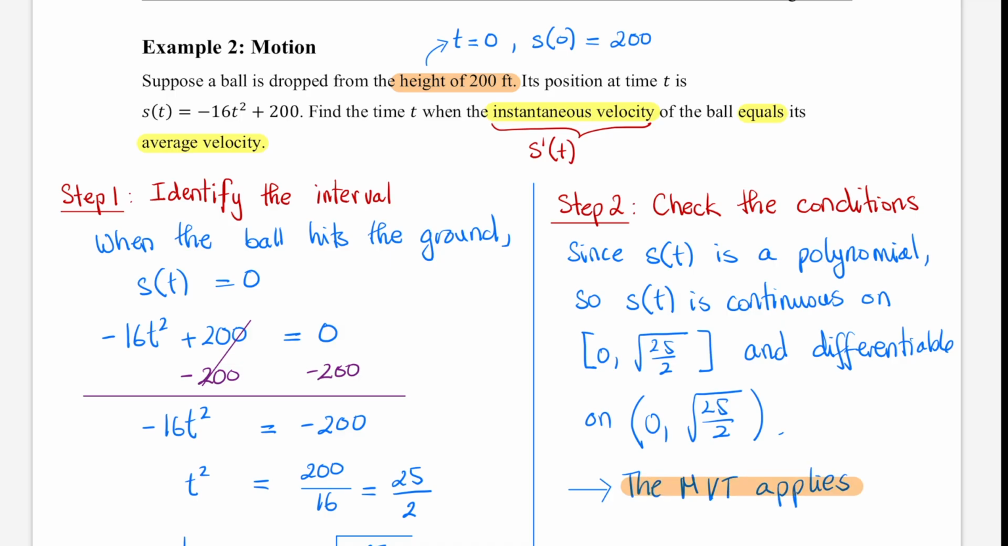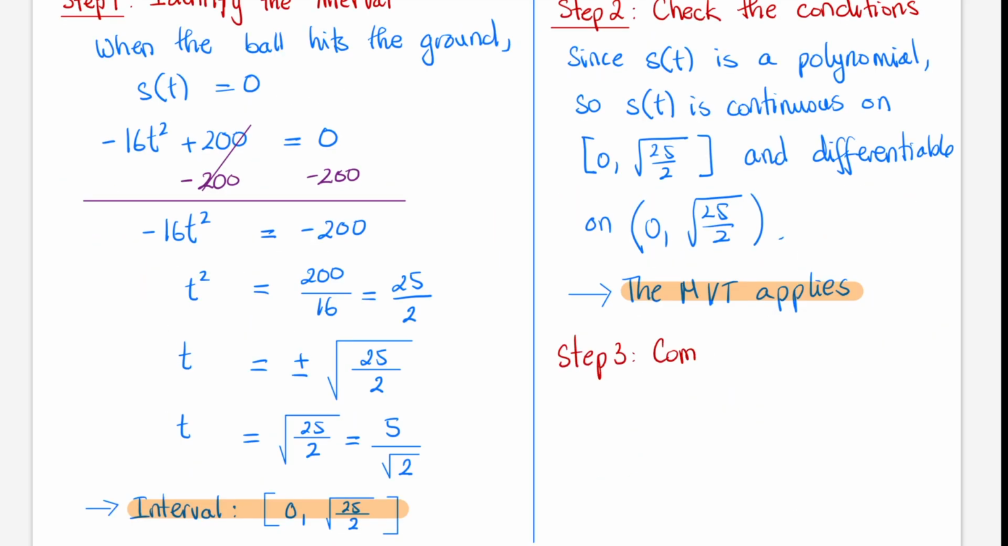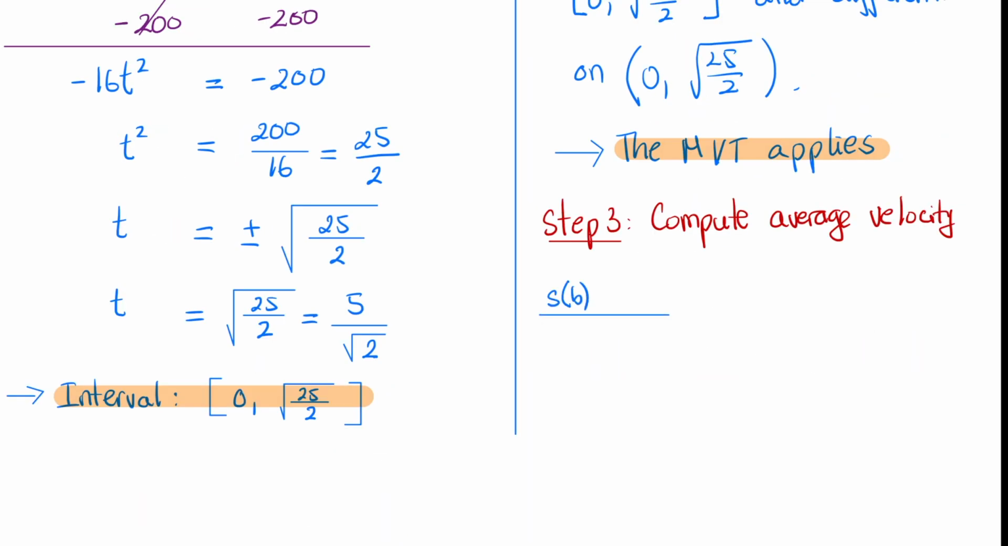Step 3, we need to compute the average velocity. I use the formula s of b minus s of a over b minus a. A is 0 and b is square root of 25 over 2. So I have s of square root of 25 over 2 minus s of 0, over square root of 25 over 2 minus 0.